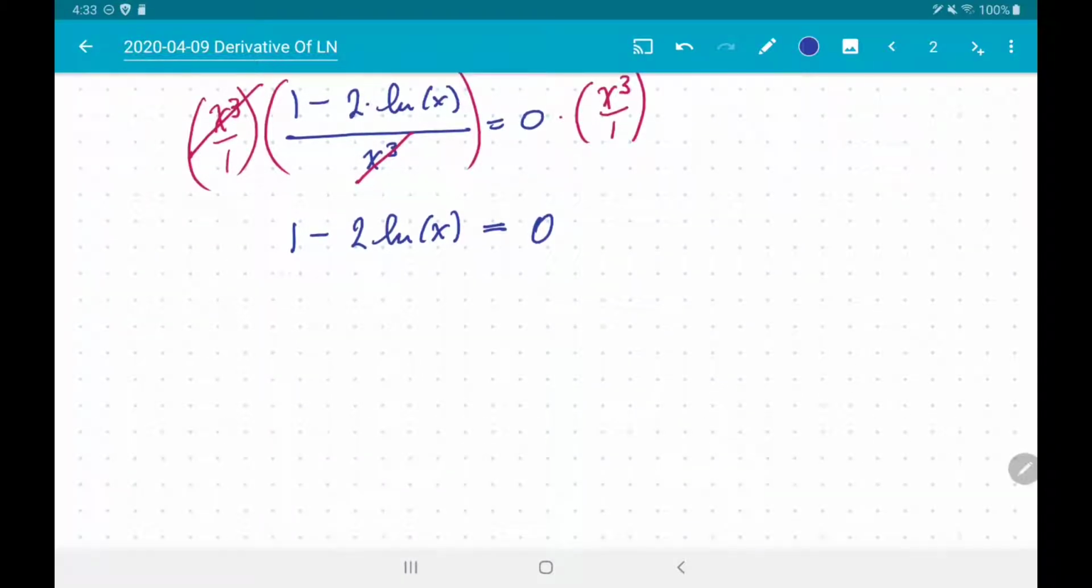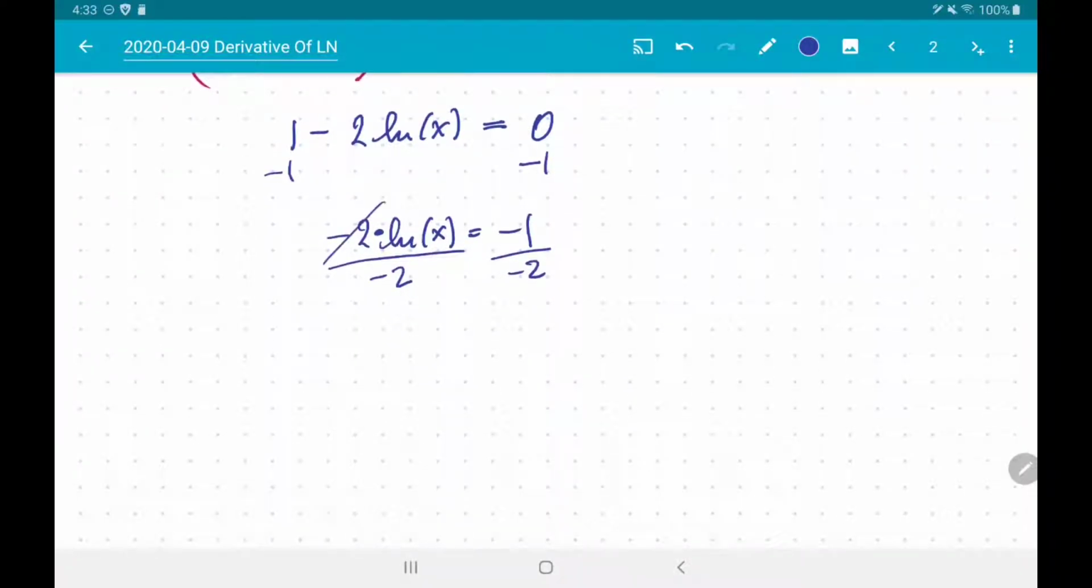Okay, what we need to do is first move the 1 over. So we'll subtract 1 from both sides. Now we need to move the minus 2 over, but the minus 2 is multiplying ln of x, so we need to divide by ln of 2. That will leave us with ln of x equals, well, it's negative 1 over negative 2, but we can do a double negative simplification and just make that 1/2.